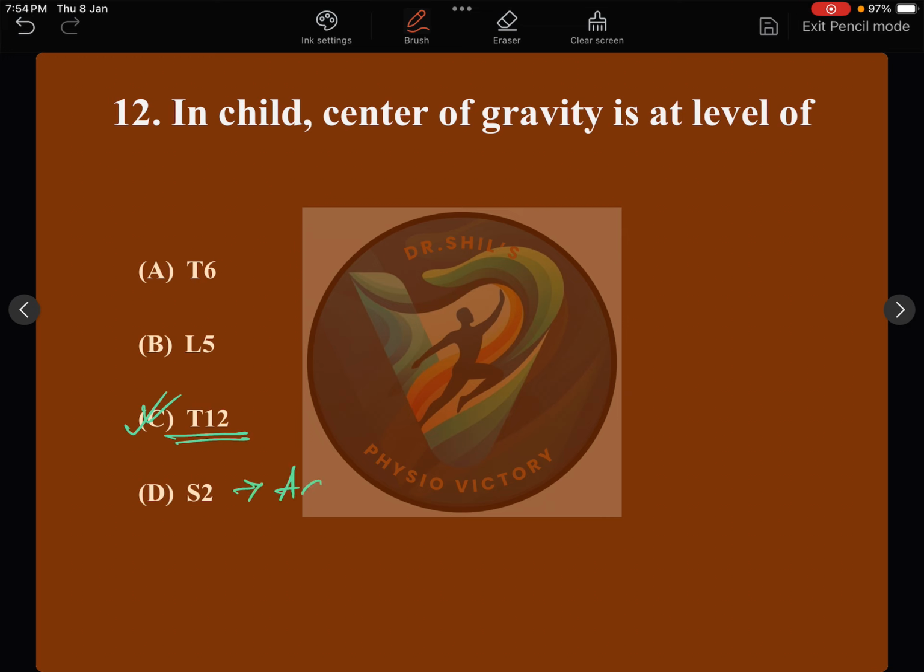S2 for adults. In infants, basically T6 are allowed in infants.